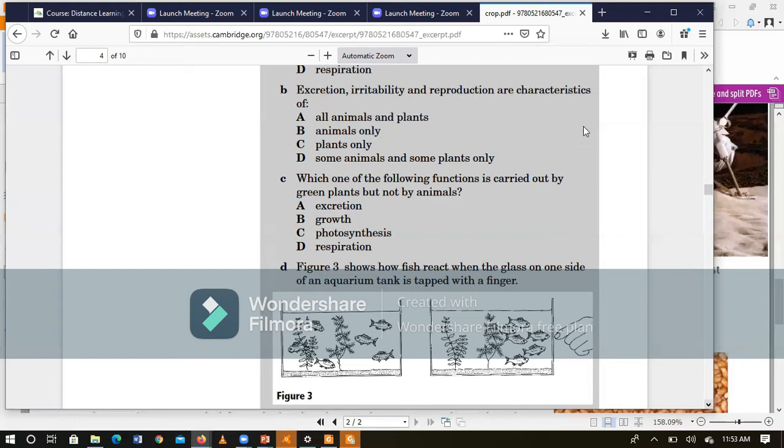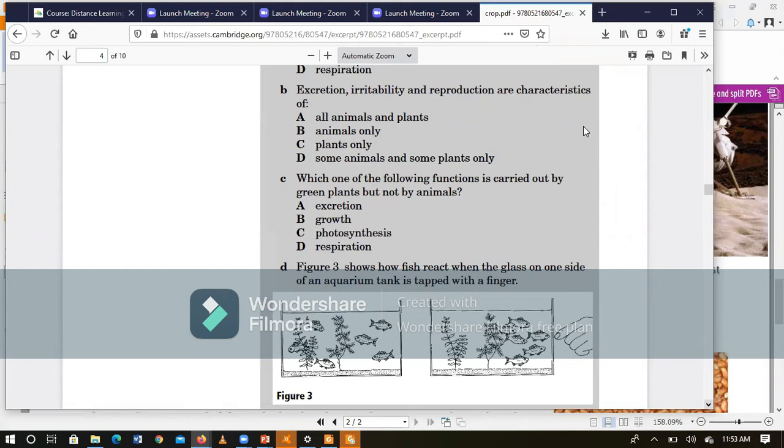We are now at part C. This one is for you, C. Which one of the following functions is carried out by green plants but not by animals? It is C, photosynthesis. Photosynthesis is only carried out by plants. Plants are the only ones that are able to make their own food.